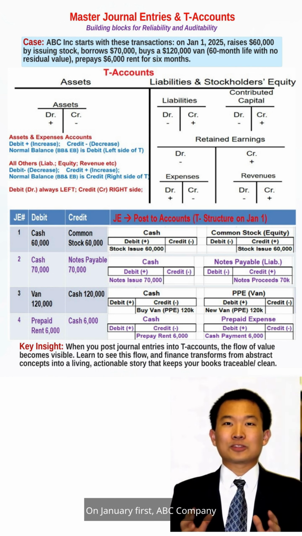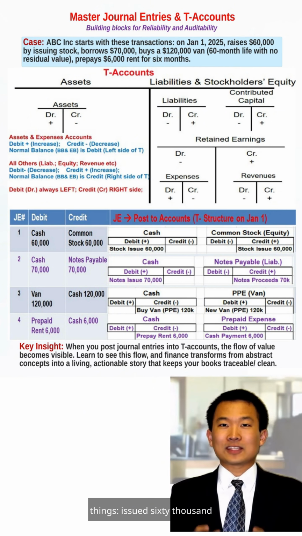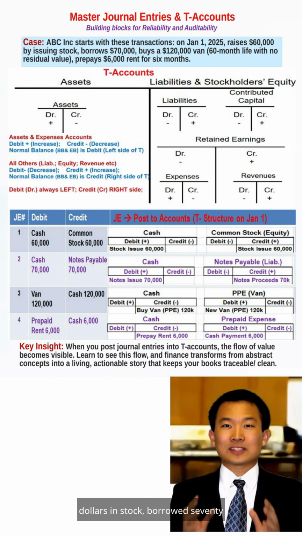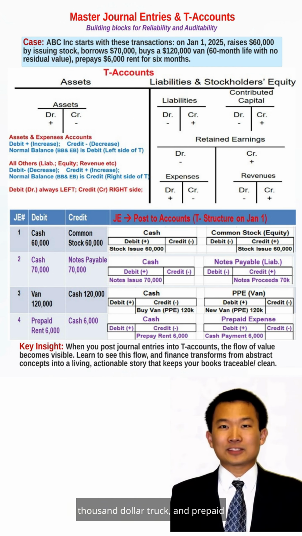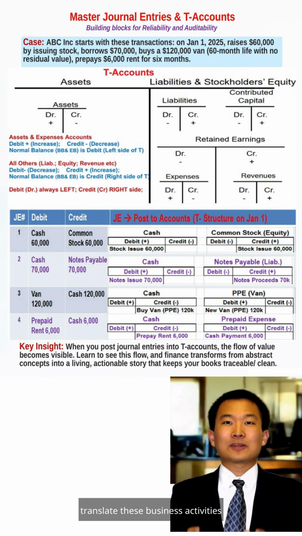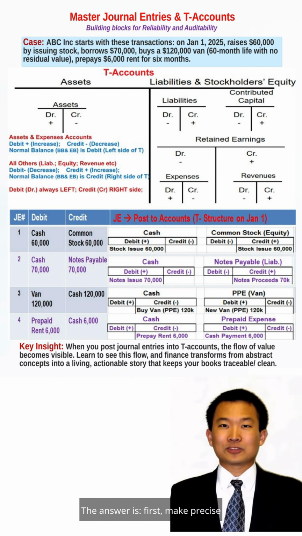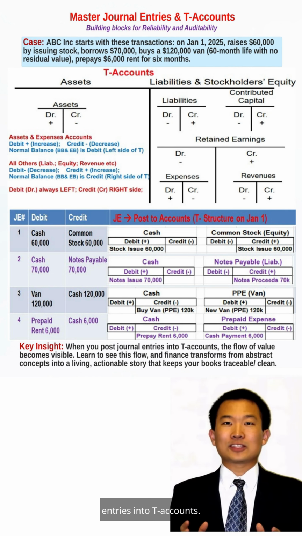On January 1st, ABC Company started operations and did four things: issued $60,000 in stock, borrowed $70,000 from the bank, bought a $120,000 truck, and prepaid $6,000 in rent. The question is, how do we translate these business activities into the accounting books? The answer is, first, make precise journal entries, then post those entries into T accounts.